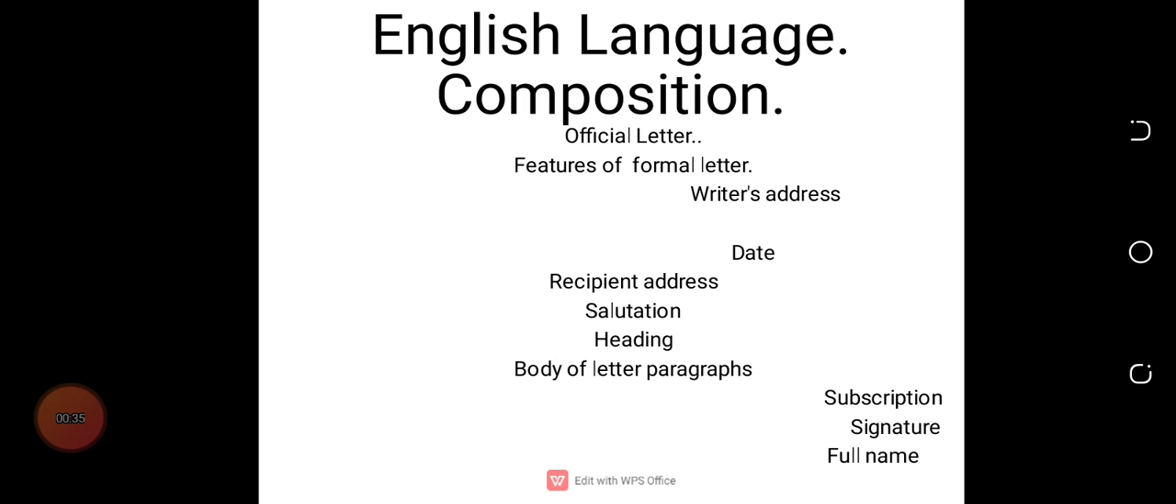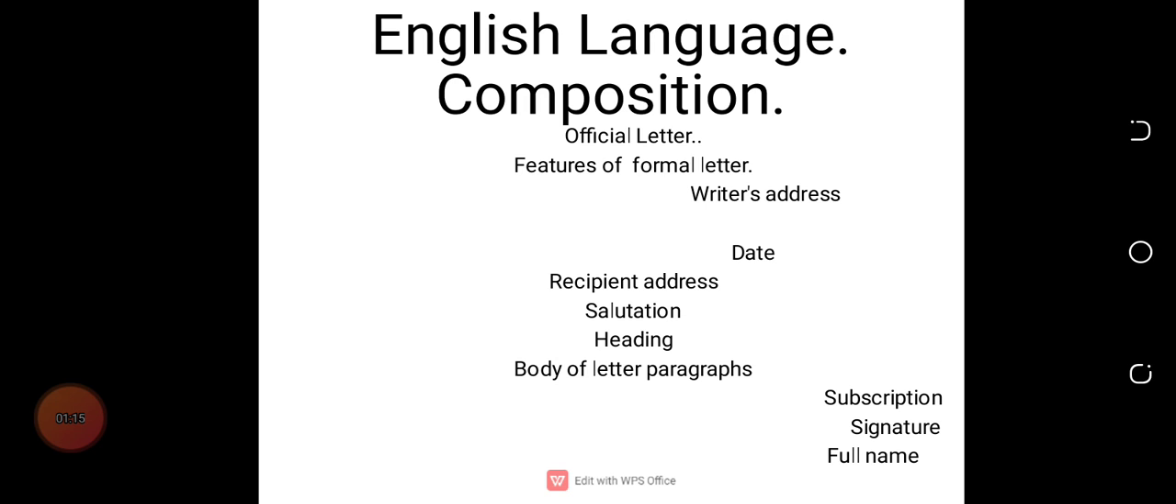So when we say formal letter, it is a letter written to the head or heads of institutions, organizations. For example, you can write a letter to the head teacher, you can write a letter to the managing director of a company, you can write a letter to the district chief executive of your area. So that is a formal letter. Okay, so these are some of the features we will be looking at.